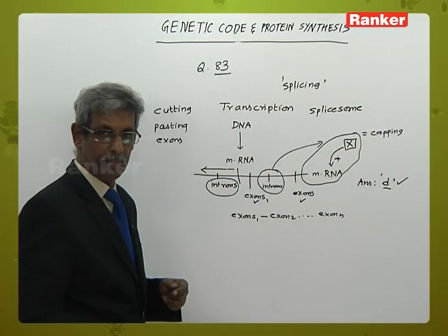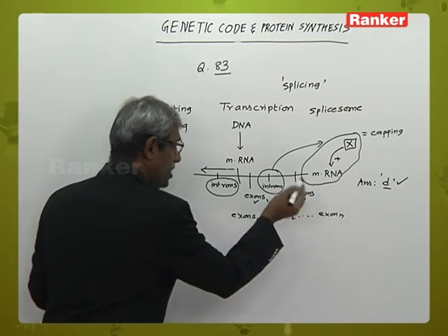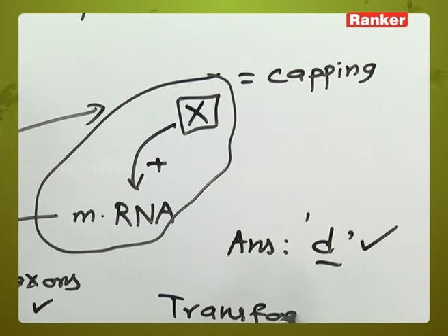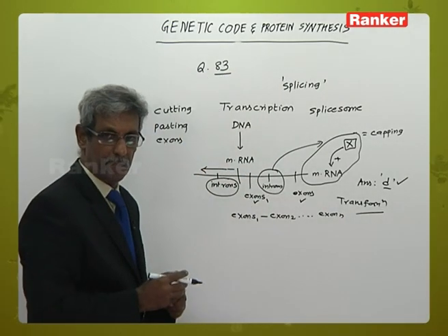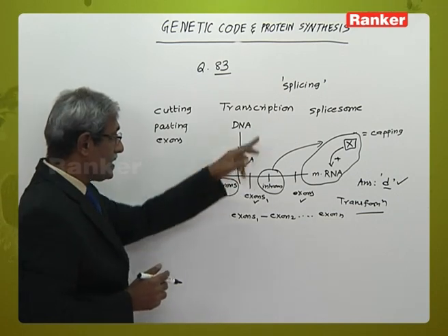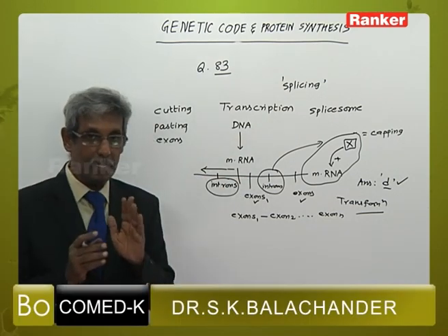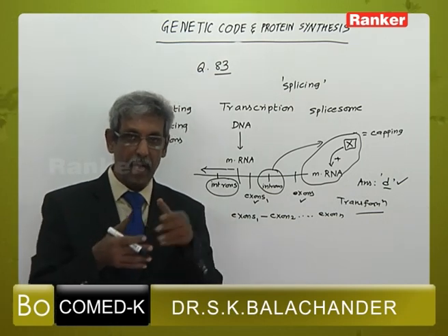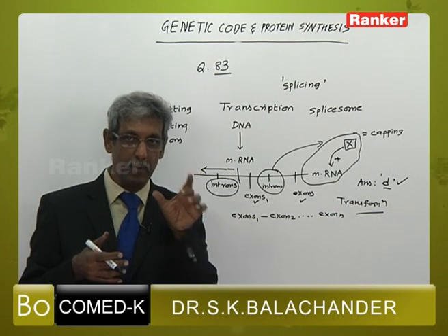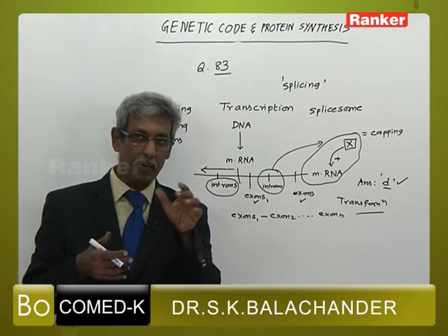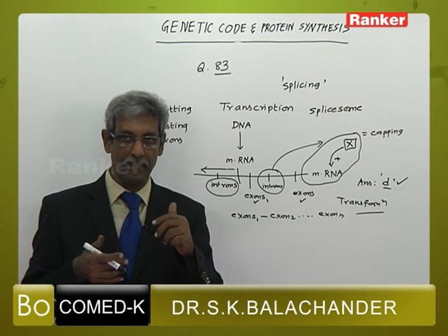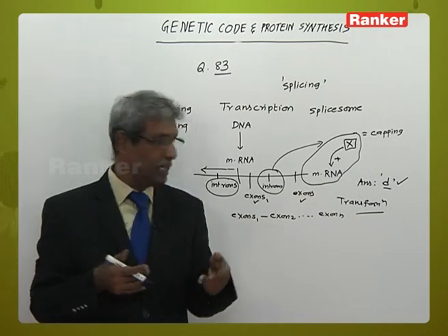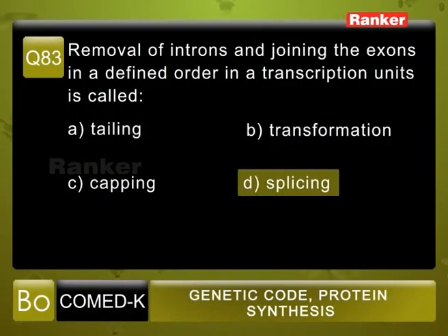If mRNA is changed, it is termed transformation. And splicing is a term which is used, in simple terms, for removal of introns, sequencing, editing and joining of the exons, whereby you have a transcription unit. The transcription unit is able to again synthesize amino acids. So, you have a transcription apparatus getting ready for translation. The answer is D.